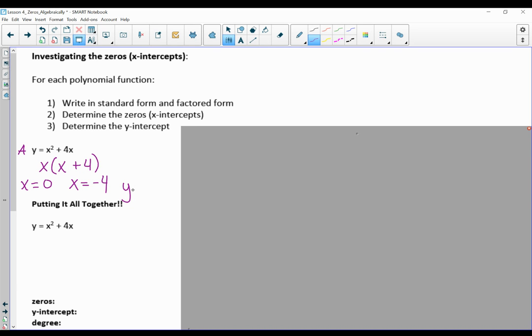Now it says determine the y-intercept. What is my y-intercept? Well, I only see variables here. I don't see a constant. And since I don't see a constant, my y-intercept is actually going to be 0.